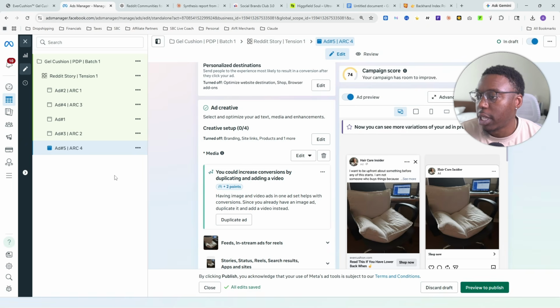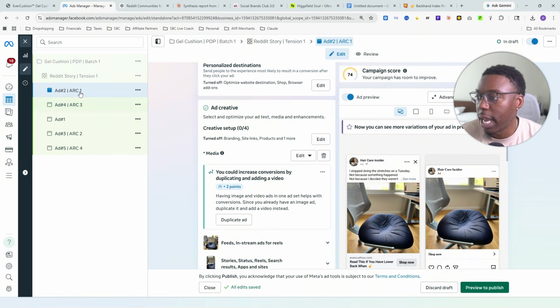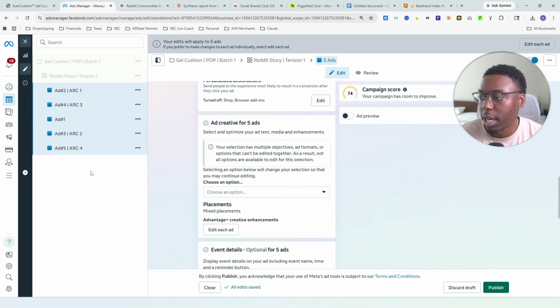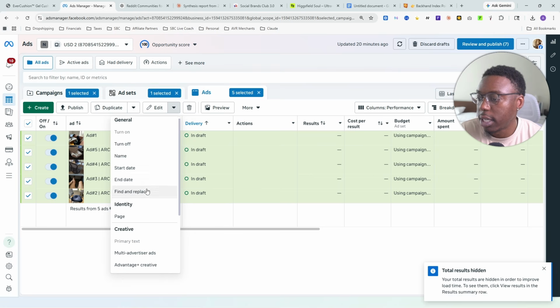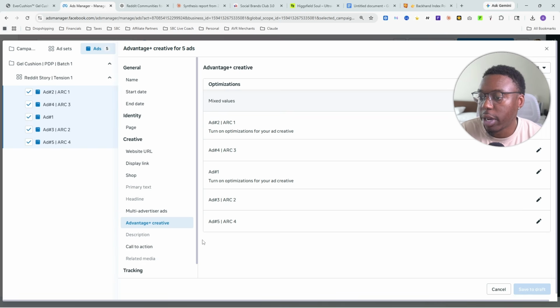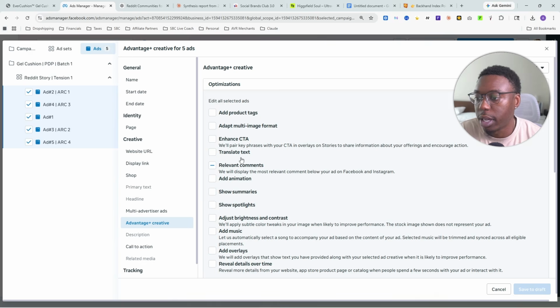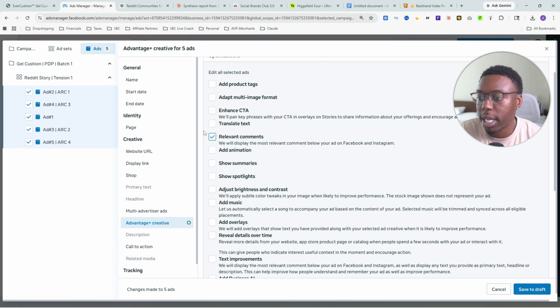But anyway, nevertheless, before we get ready to publish this, we're going to hit the first ad here at the top. We're going to hold the shift key on our keyboard and then also at the same time click the last one, which highlights all 5 of the ads under this ad set. We're going to hit the exit X button there. I'm going to hit this drop down next to edit and then go to Advantage plus Creative. And then we're going to just turn off a couple things. So relevant comments is still on for some of these ads here. So we're going to just click that twice to make sure it's zeroed out.